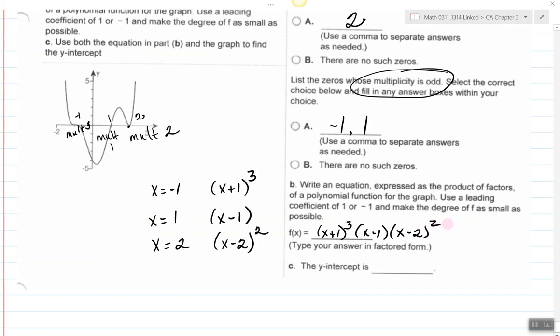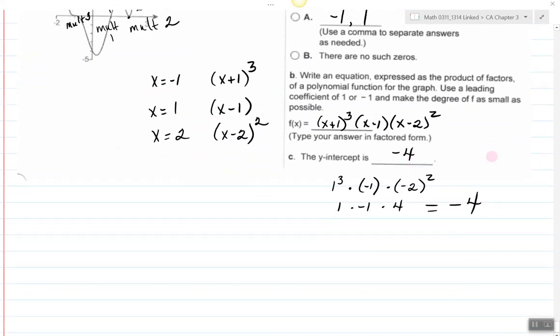Let's check the degree of this. This is 3, 1 more makes 4, 2 more makes 6. If it has an even multiplicity, it makes sense for it to be up and up. The y-intercept is the product of the constants, so it is 1 to the third power times negative 1 times negative 2 squared. That's 1 times negative 1 times 4, which is negative 4.